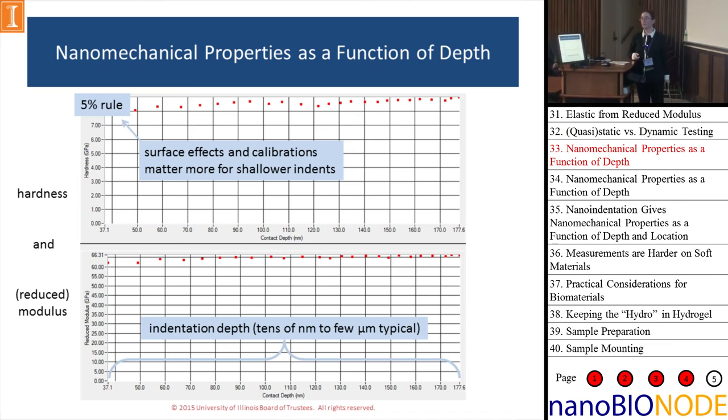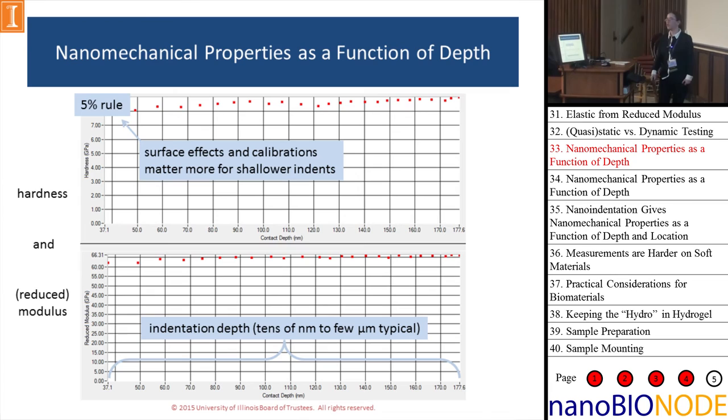Mechanical properties can be obtained as a function of depth in nanoindentation. This is where nanoindentation might sometimes be a more useful technique than AFM, which is something I don't usually say, because I started off by doing AFM, so nanoindentation might be a little better if you need deep depths. This is looking at the sample properties, hardness and reduced modulus, as a function of depth over several hundred nanometers. Now you can focus on smaller scales, you can focus on larger scales. This is just a series of indents I did. For shallower indentation, surface effects like roughness matter more, and so do the quality of your tip calibration and how sharp your tip is.